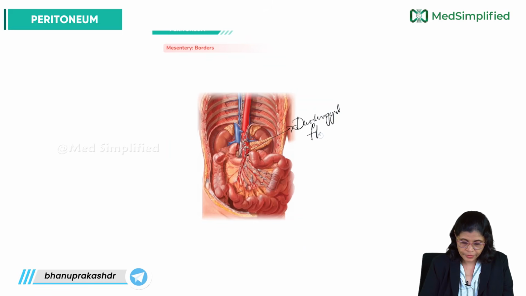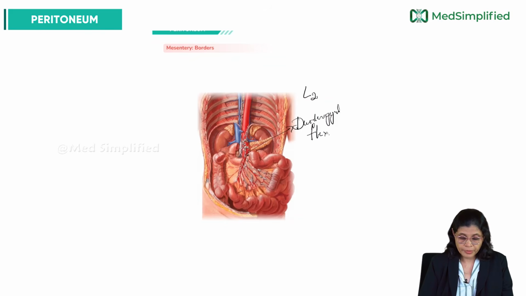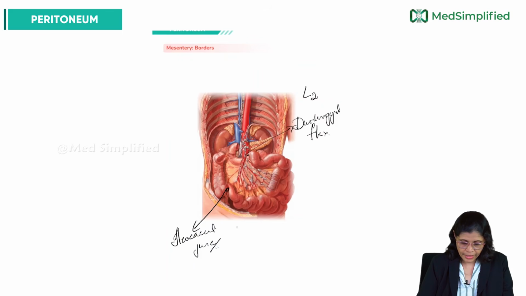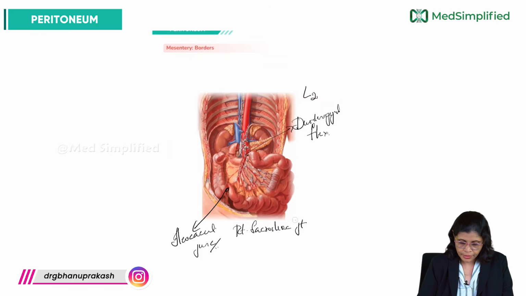So from the duodenojejunal flexure, which is to the left of the L2 vertebra, it will extend up to the ileocecal junction here. This will be at the right sacroiliac joint. So that we call it the root of the mesentery. Okay, so this is an oblique line.